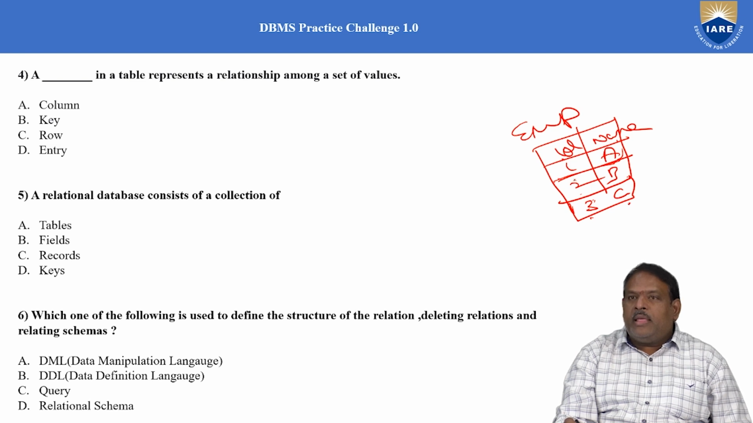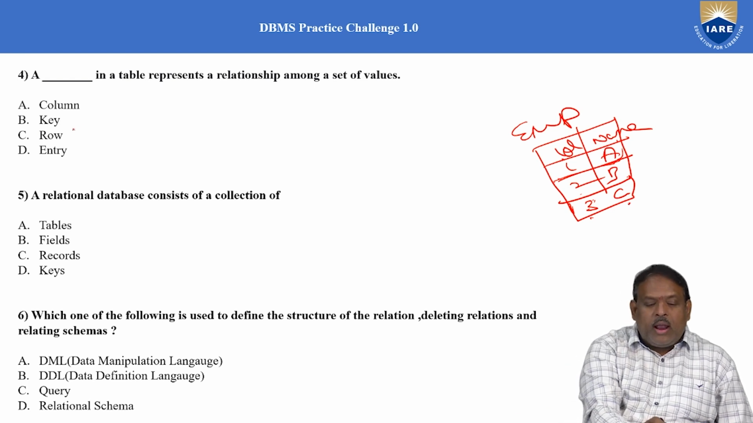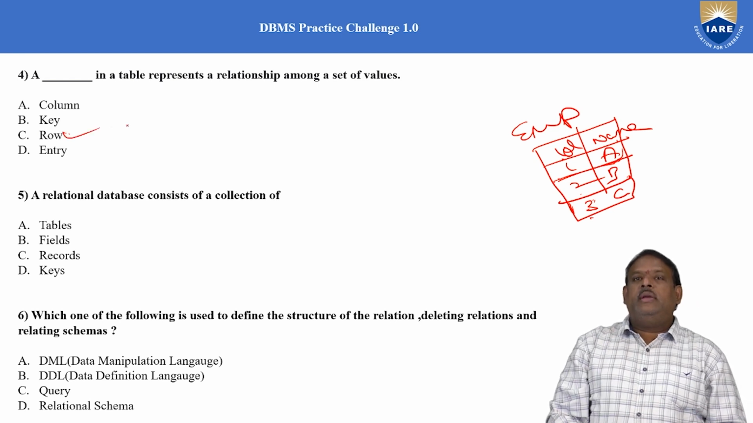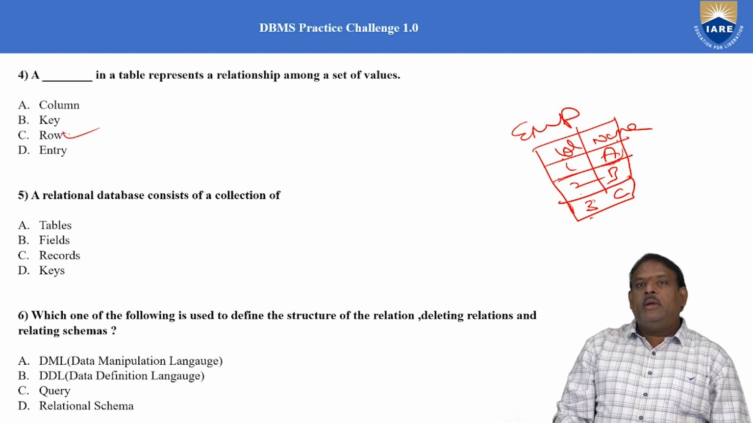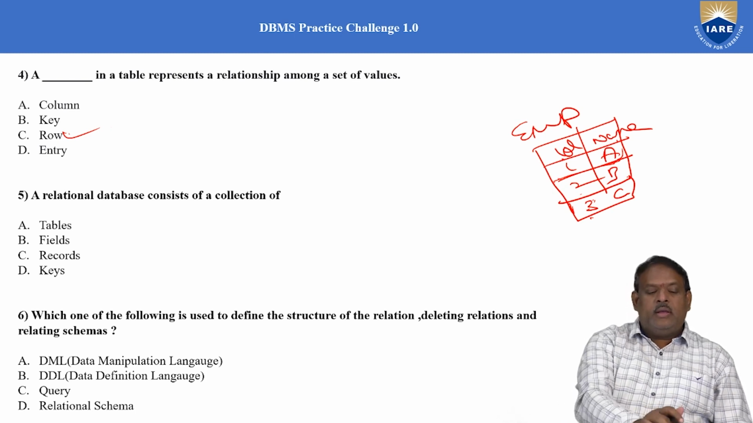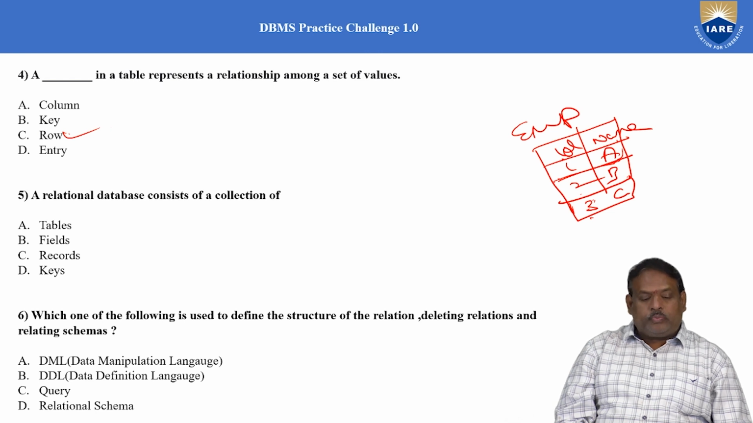So in other words, I can say that employee ID of 1 has a name of A, and he works in dash department. That is, this entire set of values is called a row, and this represents a relationship between a set of values. That is the fourth answer. Answer is C, that is row.